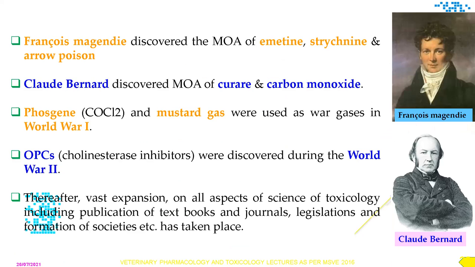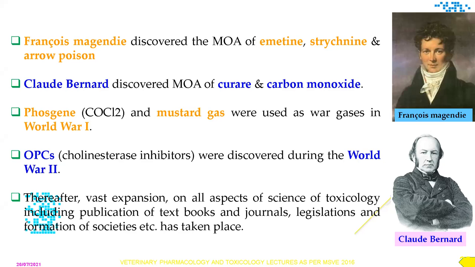Francois Magendie discovered the mechanism of action of emetine, strychnine, and also arrow poison. Then Claude Bernard discovered the mechanism of action of curare alkaloids and also carbon monoxide, how they kill human beings. Then phosgene and mustard gas were war gases in World War I, and they killed an enormous number of people, especially from the allied countries. Whereas the organophosphorus compounds, also called cholinesterase inhibitors, were discovered in World War II by German scientists.